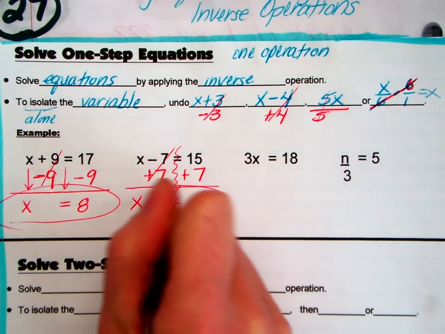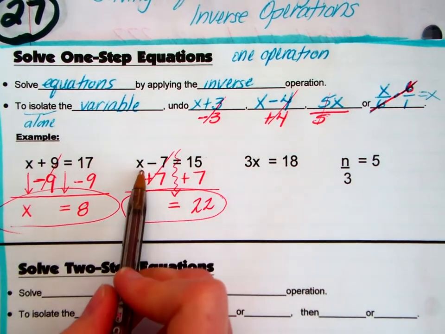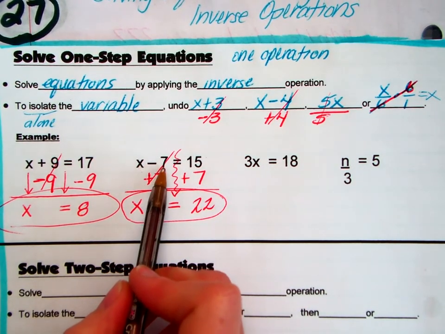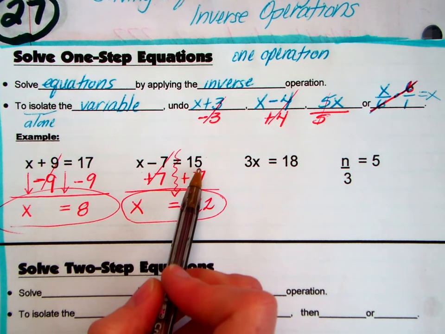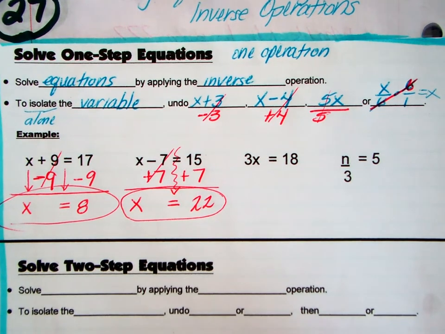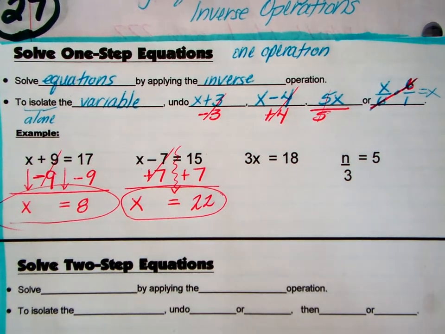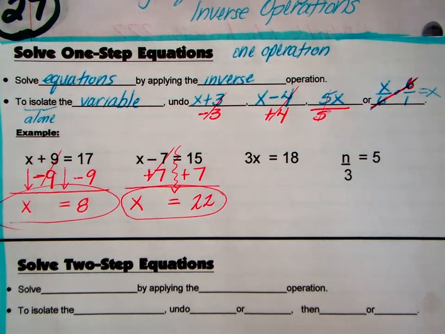X was worth 22. Let's check if that's true. If X was 22, 22 take away 7 is 15. True or false? True. That means you did it right. 3x equals 18. First, ask yourself, what is the operation occurring between 3 and x?